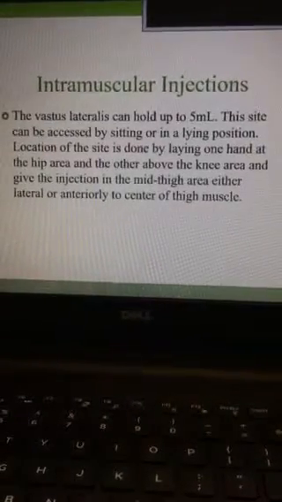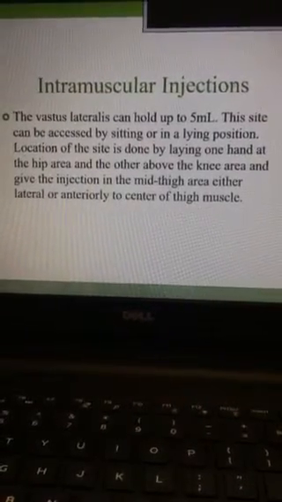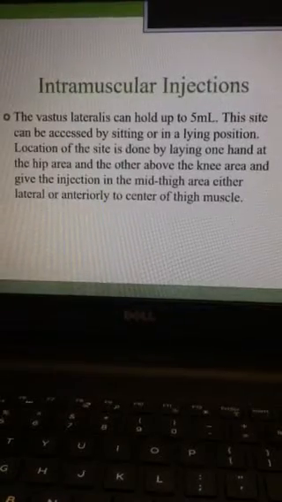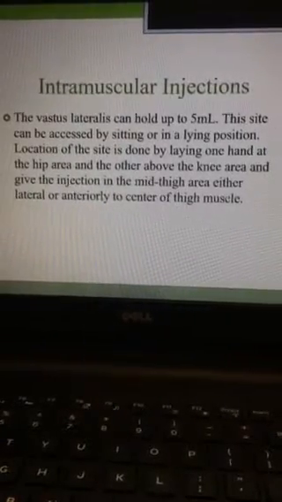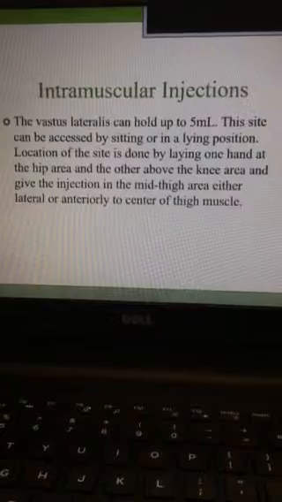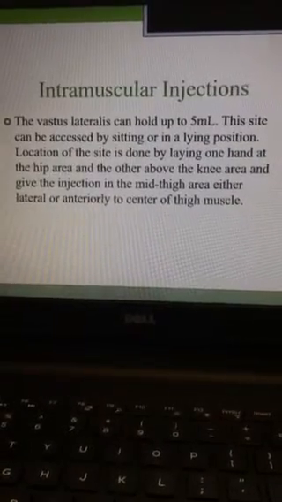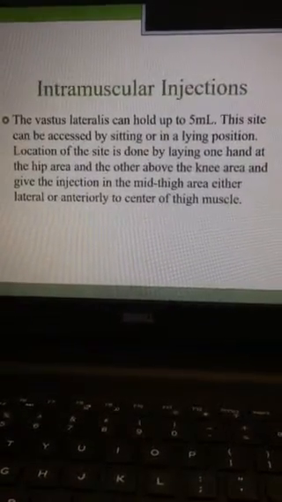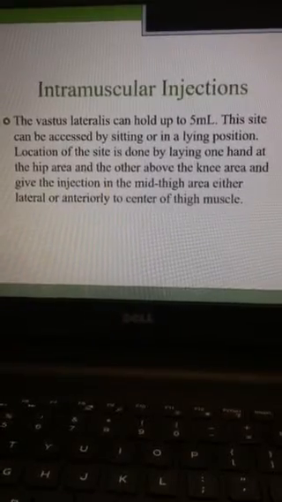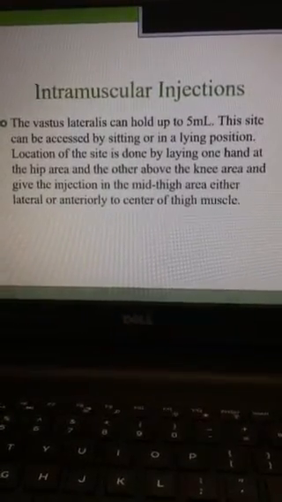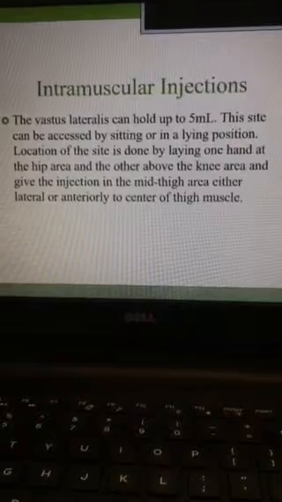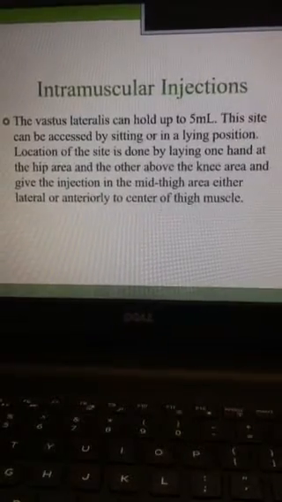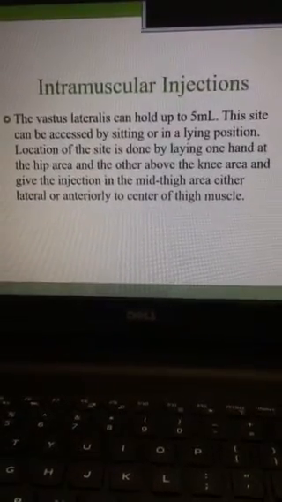The vastus lateralis can hold up to 5 milliliters. This site can be accessed by sitting or in a lying position. Location of the site is done by laying one hand at the hip and the other above the knee, and give the injection in the mid-thigh, either laterally or anteriorly to the center of the thigh muscle.